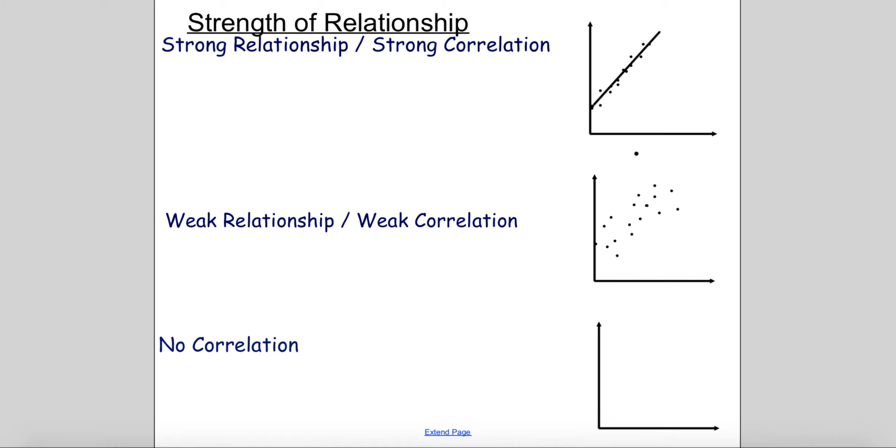But the dots are not as tightly bunched. Typically I'd be writing tightly bunched to the line, all follow the same trend. Now here they're not as tightly following that line, but they're still following a trend. And again, no correlation, we've already talked about this. It would just be dots everywhere. And I can't really draw a line of best fit because there's no correlation between the two pieces of data.